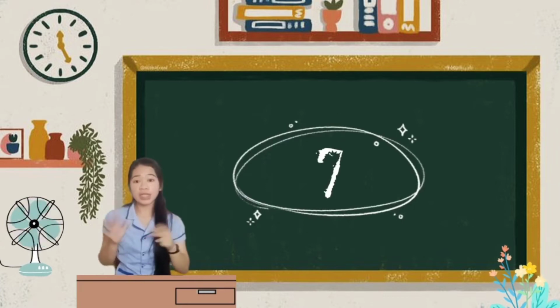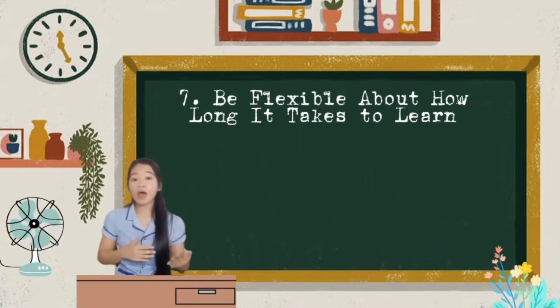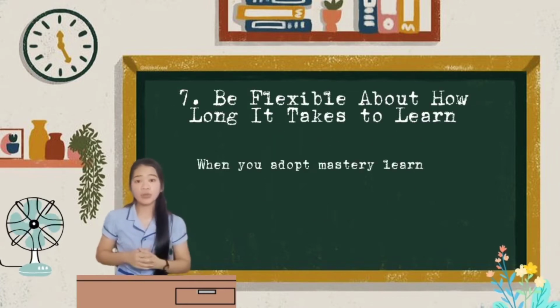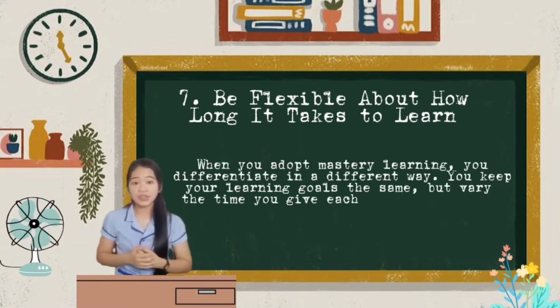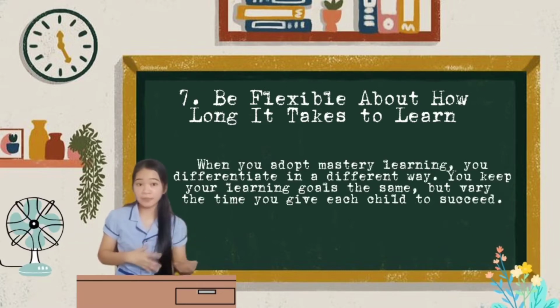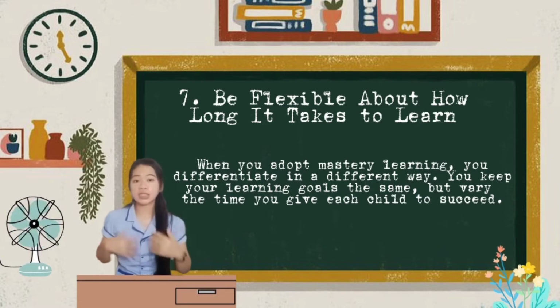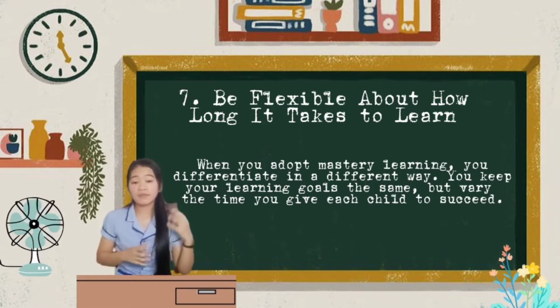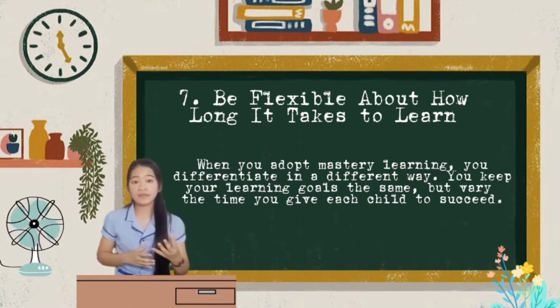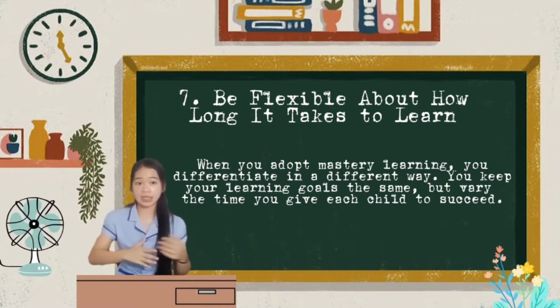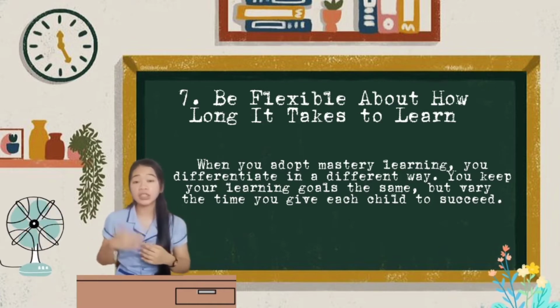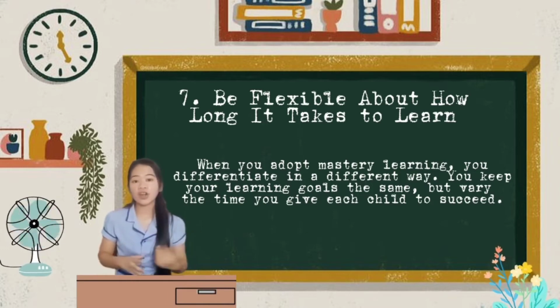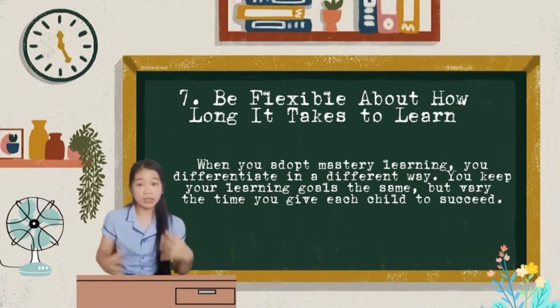And the seventh one is be flexible about how long it takes to learn. When you adopt mastery learning, you differentiate in a different way. You keep your learning goals the same, but vary the time you give each child to succeed. Within the constraints of a crowded curriculum, this may be easier said than done. However, we can all do it to some degree.